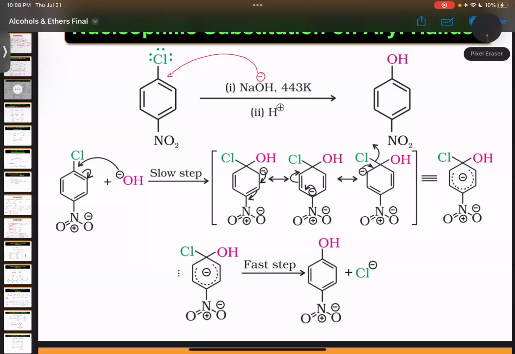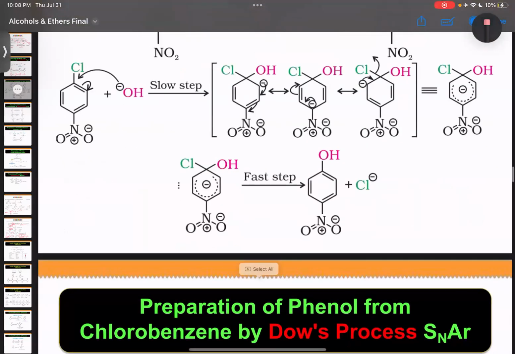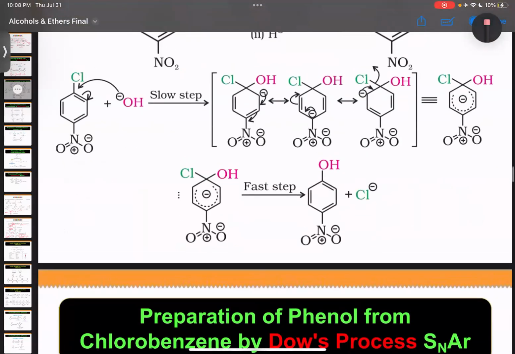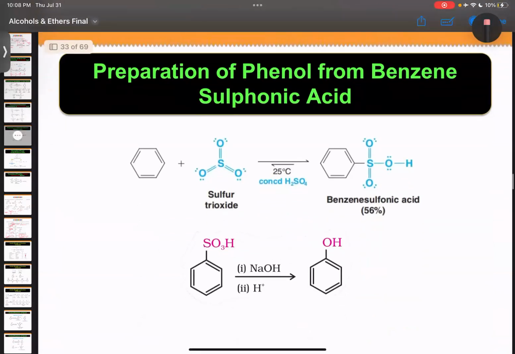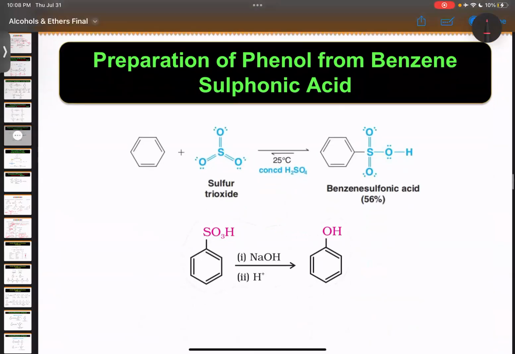I hope this is clear to you, right? Got it? So if it is asked to compare the reactivity, we have seen the sulfonation of phenol and sulfonation of benzene, and then preparation of phenol by removal of SO3. That also we have seen, right? Is it clear or not? Got it? Any doubts on this?